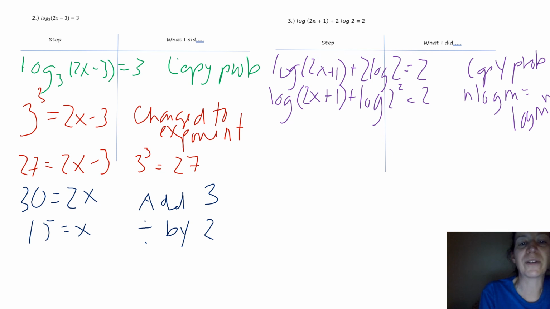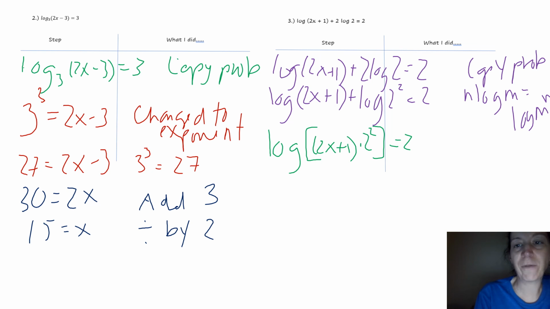Now I should be able to collapse them through multiplying. So I'm going to have log of, I'm going to use some brackets here just because I have a lot of stuff happening, 2x plus 1 times 2 squared, which of course is 4. And that was the addition property of logs, which you probably don't know. We're not going to sweat that right now.